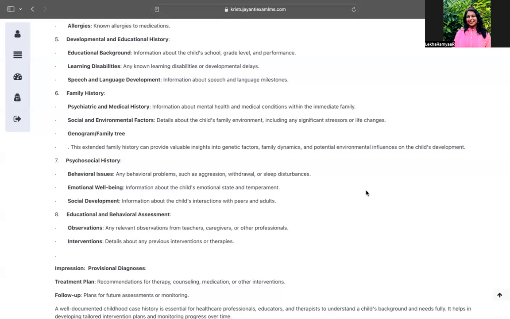Or is the child even having some kind of sleep disturbances? The sleep cycle is improper. The child is not having a proper cycle of sleep at any point in time. All those fall under behavioral issues.